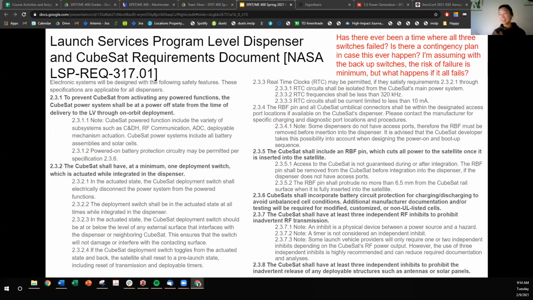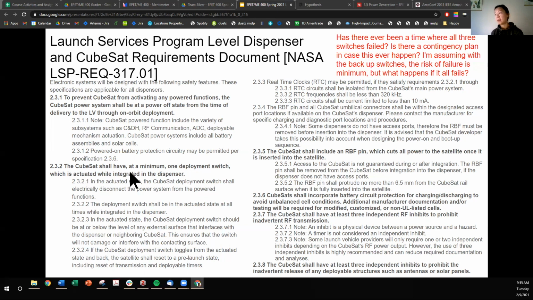So let's get exposed to the Launch Services Program Level Dispenser and CubeSat Requirements document. The next few slides are going to be kind of dry, but I just want to read over the bolded requirements. So this NASA document specifies that to prevent CubeSats from activating any powered function, the CubeSat power system shall be at a power off state from the time of delivery to the launch vehicle through on-orbit deployment. This is a requirement as to the state. It doesn't say how you need to implement it, just that that needs to be the result.